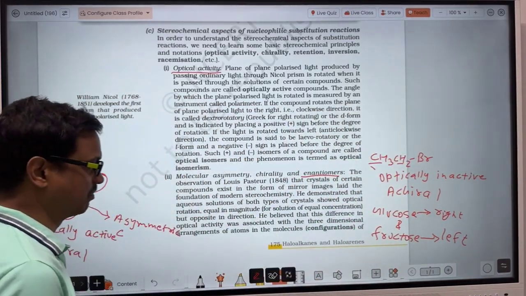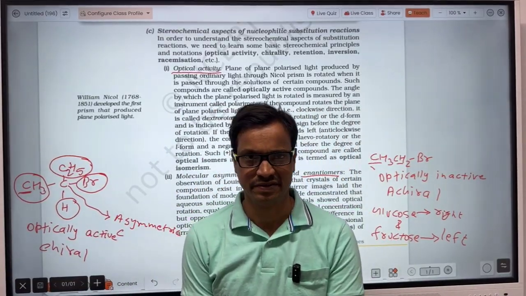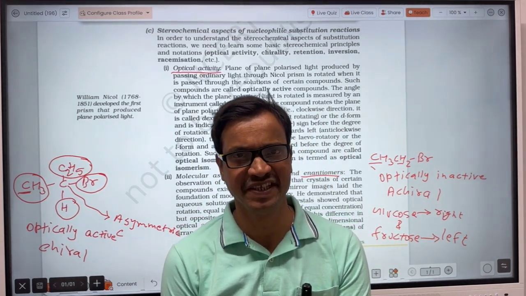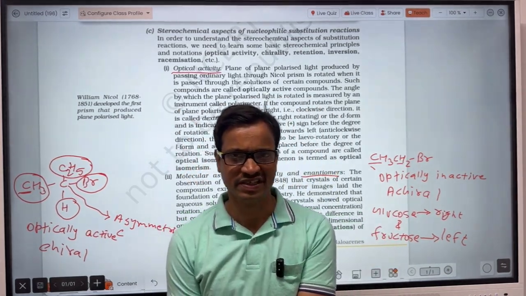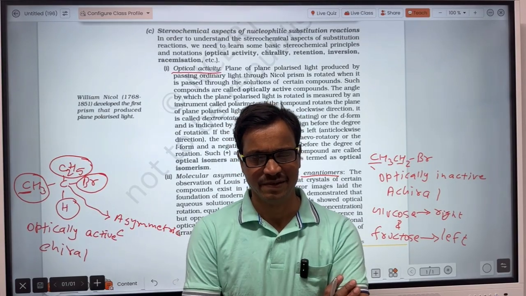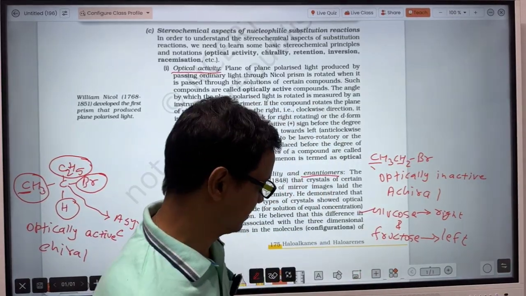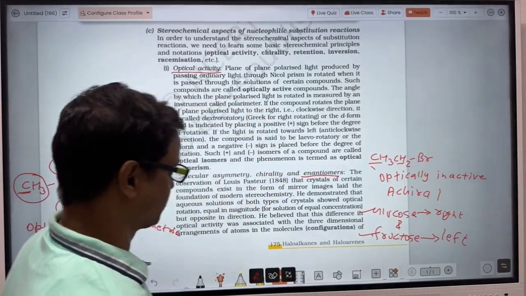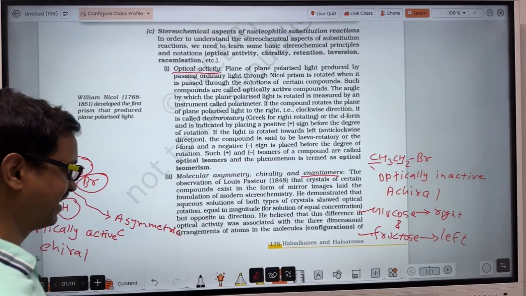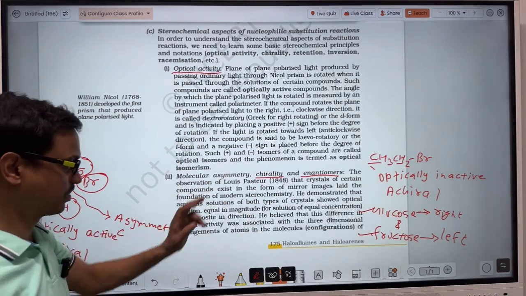So they are enantiomers. That means the molecules whose molecular formula is the same, but optical activity is different. If one rotates the plane polarized light towards the right, then the other will rotate plane polarized light towards the left. That means if one compound is dextrorotatory, then the other compound will be levorotatory. That is called enantiomers. The important condition for chirality is molecular asymmetry.